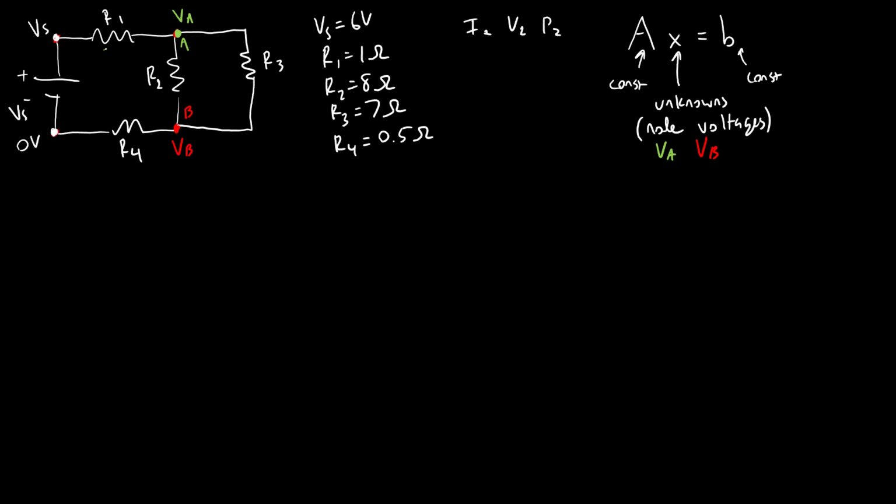So we're just going to define some intermediate variables as currents here, but we're going to quickly get rid of these just to write them in terms of the voltages instead. I'm going to define lowercase I1, I2, and I3 as the currents through those three resistors.